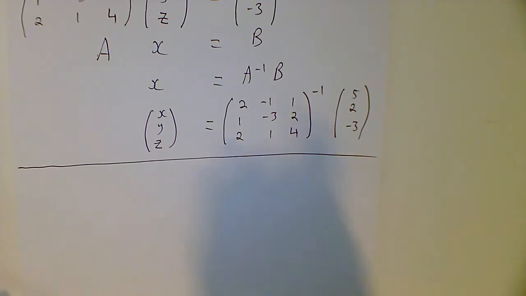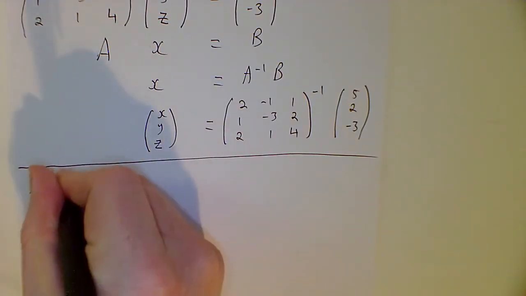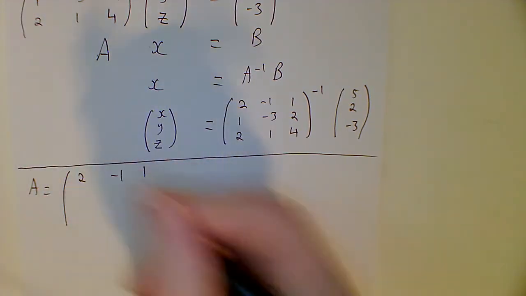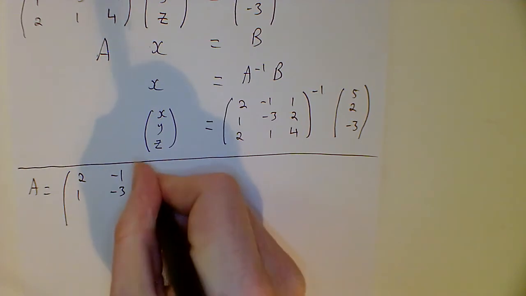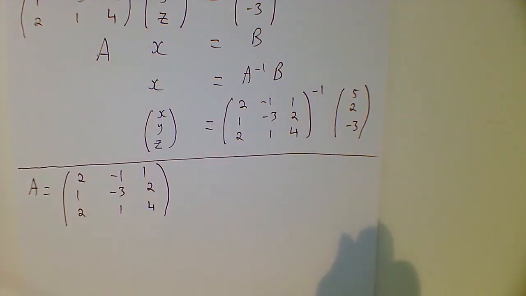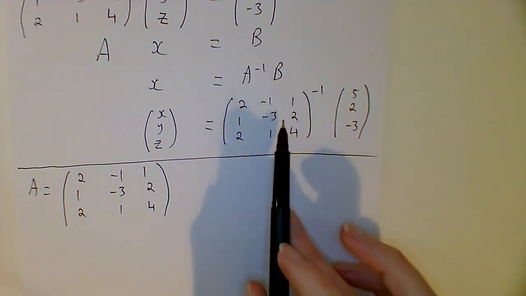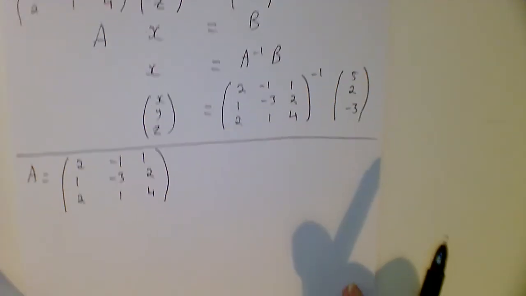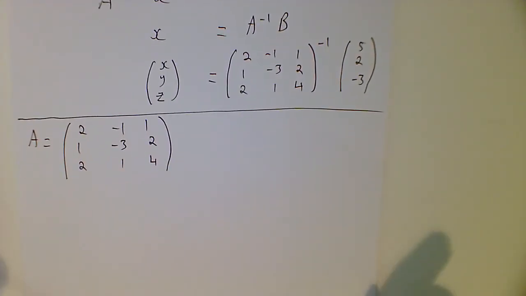So let's have a look at what we do. I'm going to call, or I've already called, my matrix A to be 2, negative 1, 1, 1, negative 3, 2, and 2, 1, 4. And what I want to do is find the inverse of that matrix, because I know if I find the inverse of that matrix, I'm done.